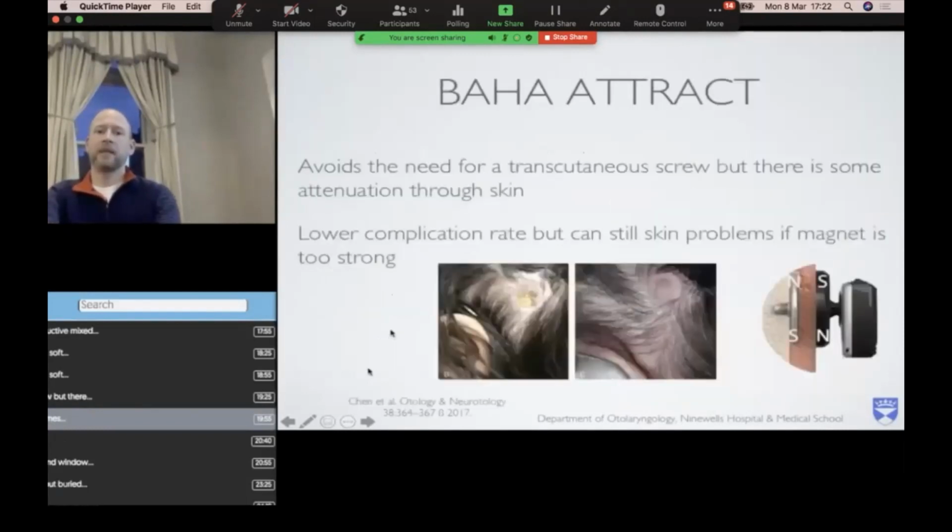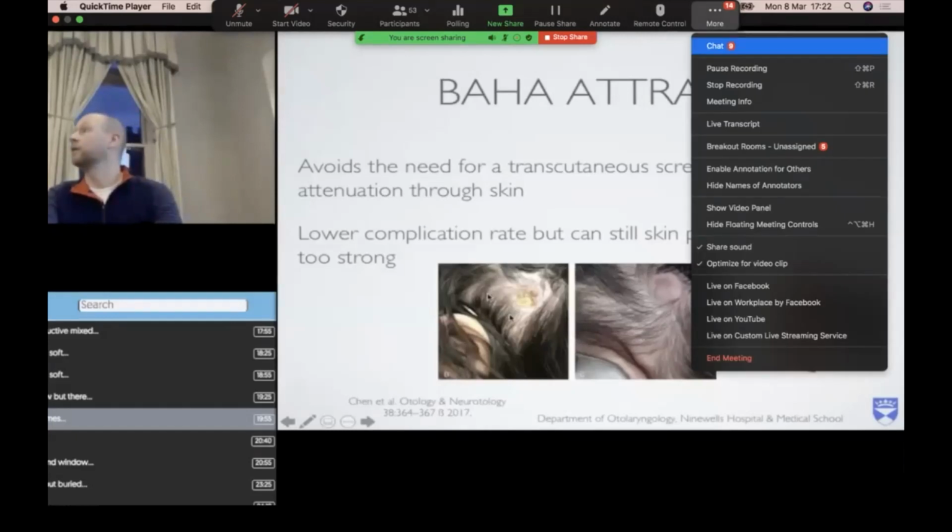That can be worked around by using a BoneBridge... sorry, a Baha Attract. But the Baha Attract has problems as well because you're using a magnet to squeeze the skin, and therefore you can get some skin necrosis, and you get some attenuation through the skin. These are some pictures of complications of the Baha Attract from Toronto, I think. But again, that's just a variation of a bone conduction device.